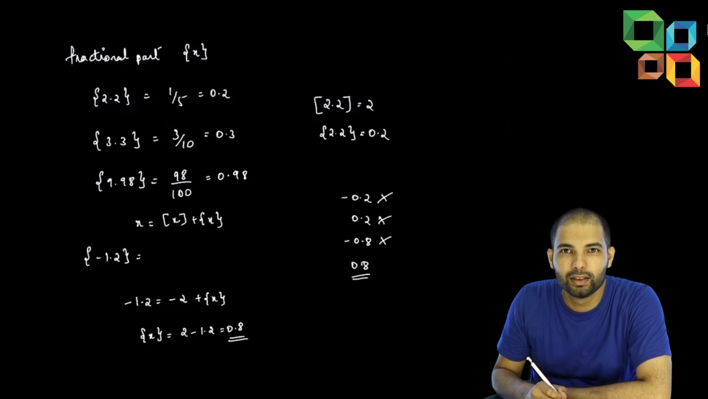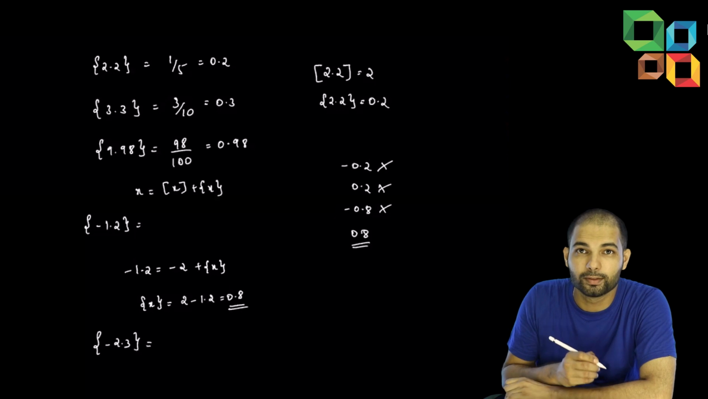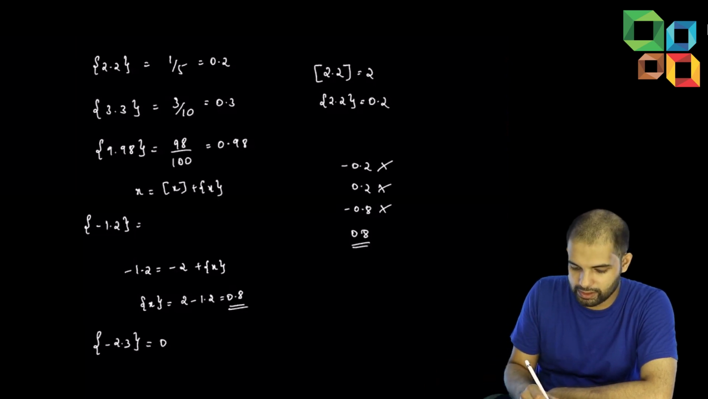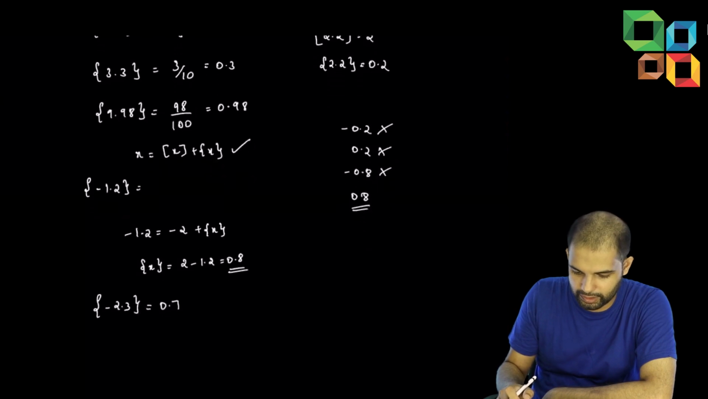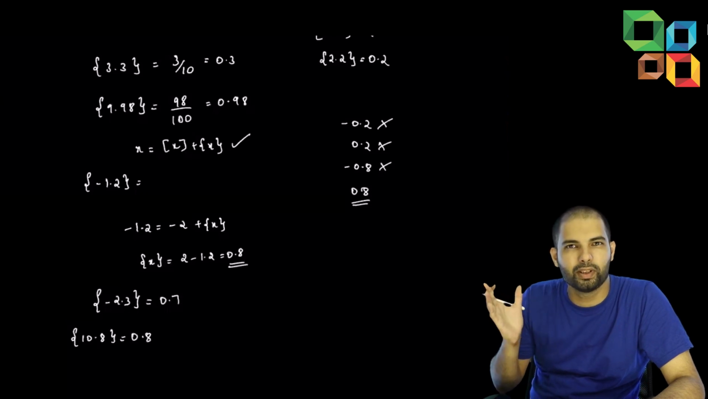Is it fine? So let me take one more example. Say minus 2.3. What is this equal to? 0.7. Everybody agrees. If you have any doubt, you can ask me. The answer is correct, 0.7. Again, you can use the definition. Fine. Let's see some more. What about 10.8? 0.8.